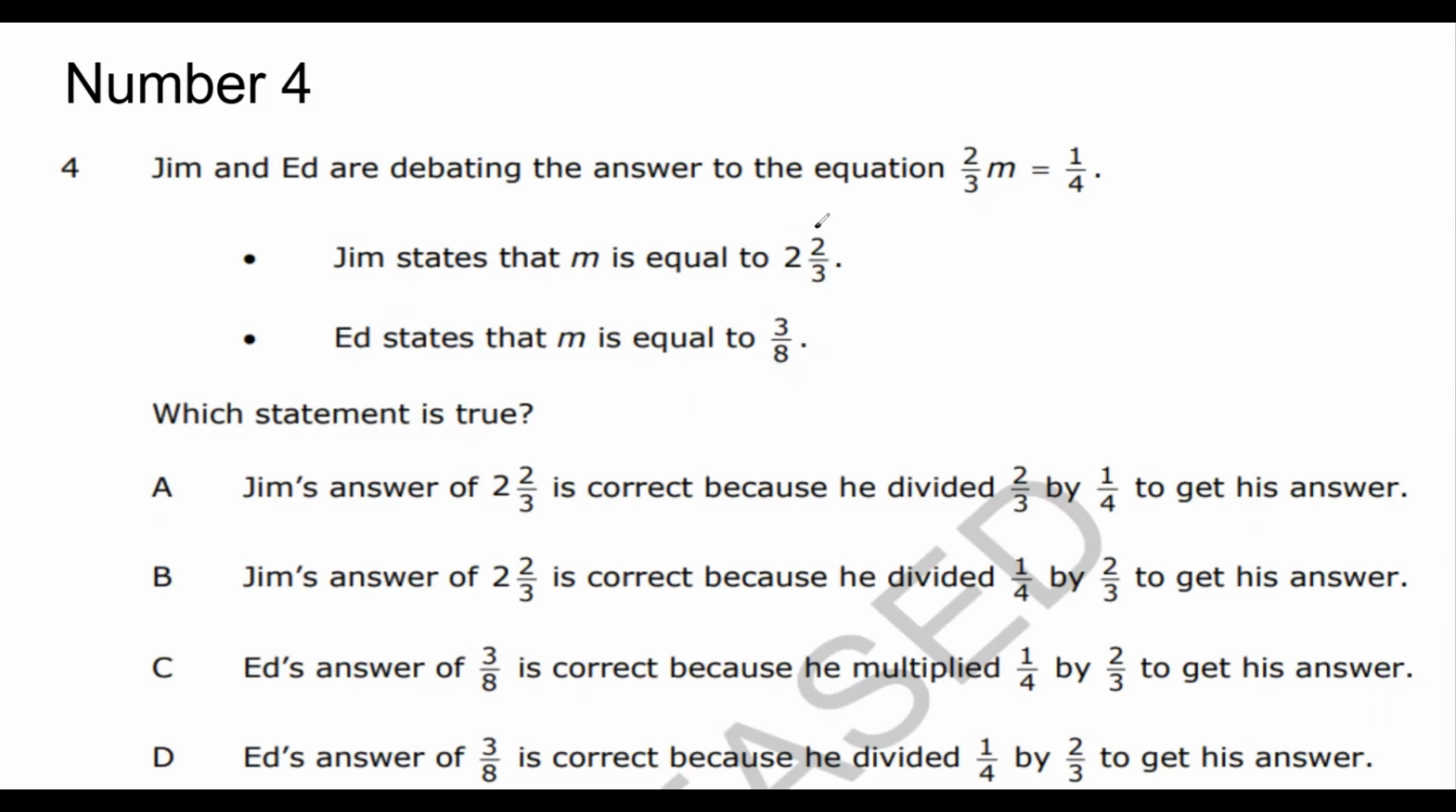Now, let me show you another way to kind of do this if you're really stuck. You could plug in 2 2/3 for m and see if it works. And you're going to find it doesn't work. Then you could plug in 3/8, and you'll see that that works. Now, the problem with this method is that you can eliminate A and B, but you'd have to really know what you're doing to see if C or D works.